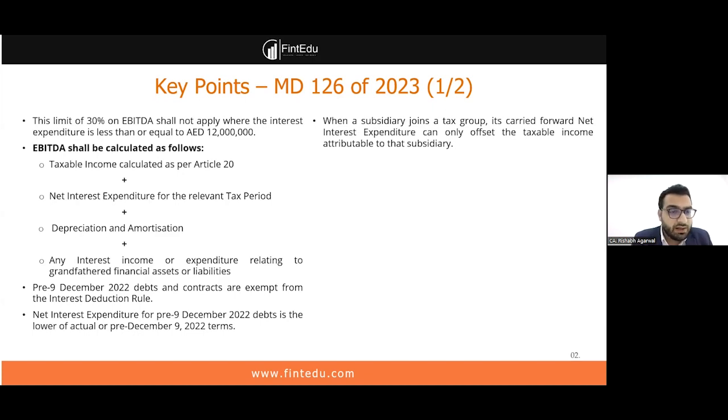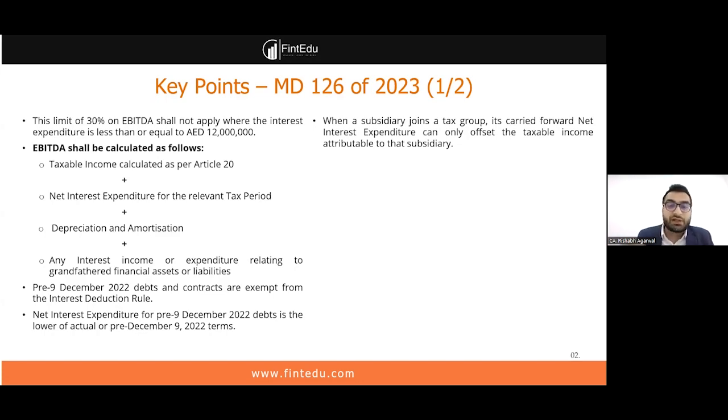Two more important points in Ministerial Decision 126 concern the calculation of EBITDA. You calculate your taxable income as per Article 20, starting with accounting profits and making all the adjustments you have to make. Add back the net interest expenditure and add back the depreciation and amortization, as the definition says: earnings before interest, tax, depreciation, and amortization.